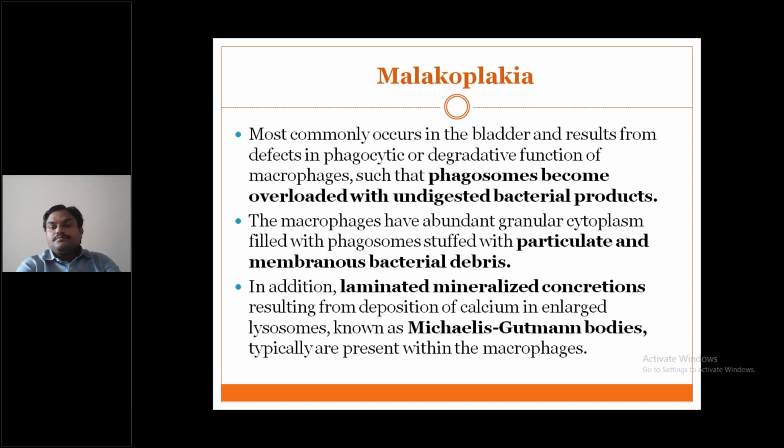And these Michaelis-Gutmann bodies can be demonstrated by using a special stain called von Kossa, which is a calcium stain. Or alizarin red; both are used for demonstration of calcium. Because the Michaelis-Gutmann bodies contain these laminated mineralized concretions, by using those two special stains we can detect and diagnose this condition of malacoplakia. It's very, very important. So sometimes we may get it as a two-mark question, or definitely it may be asked in the MCQs.